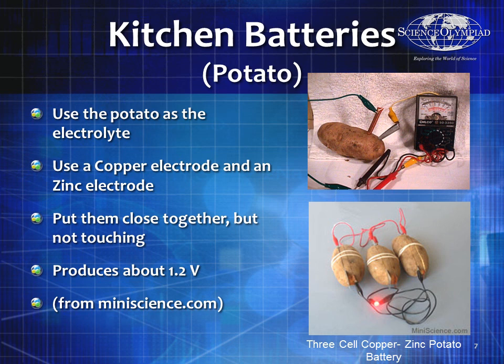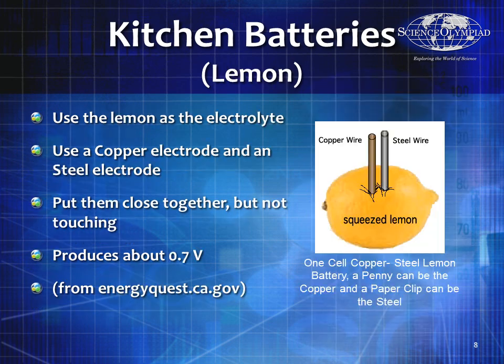Now here, we've got 3 potatoes that are put in series. If one potato gives you about 1.2 volts, this would give you about 3.6 volts. You'll notice it is 3 in series because it's a 3 cell battery, so each of the potatoes counts as a different cell: copper, zinc. We've got the 2 different metals, and the potatoes are the electrolyte.